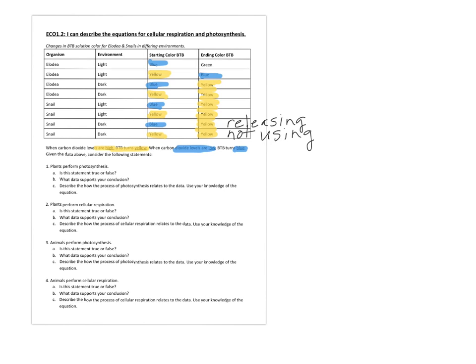The next one, yellow to yellow, again, not using. Next one, blue to yellow, releasing. So the next one is a little different. It's starting yellow and ending blue. So that means it's going from high carbon dioxide to low carbon dioxide, which means it's using CO2.